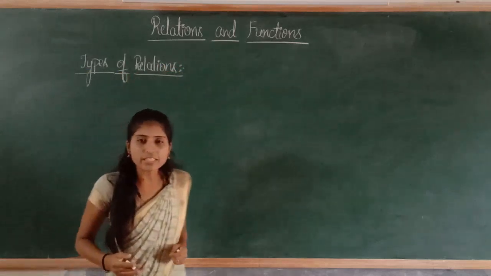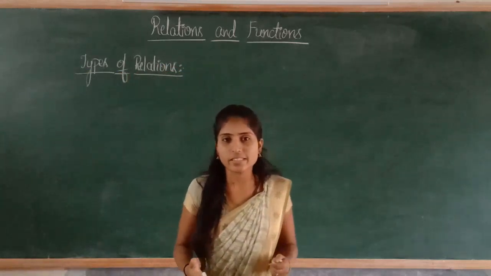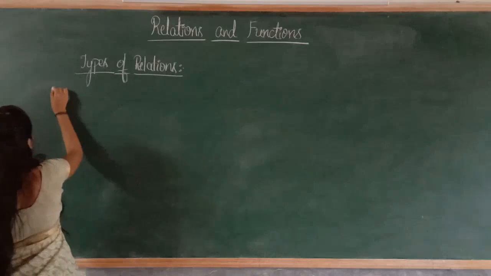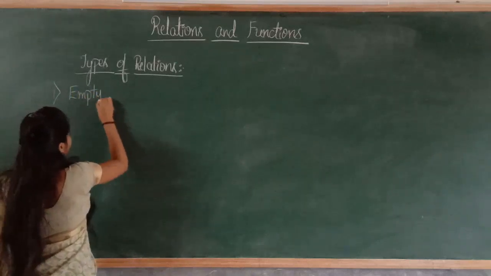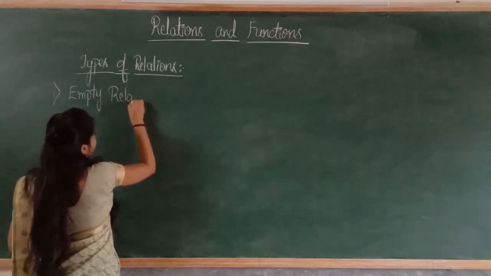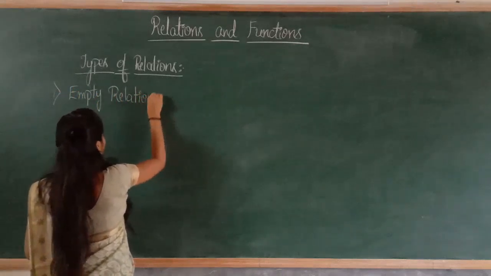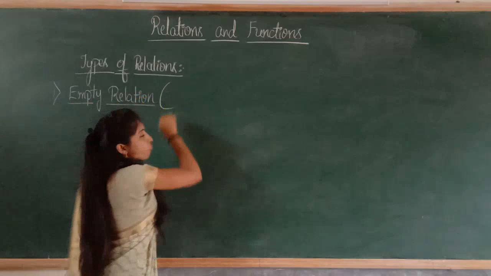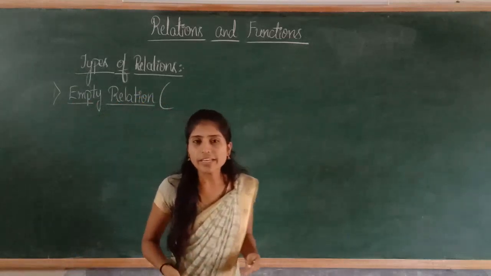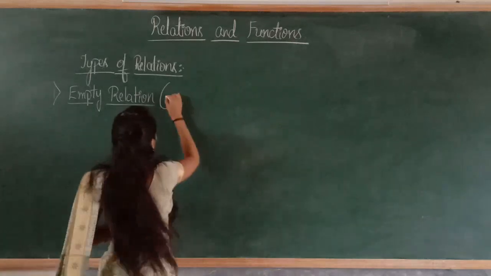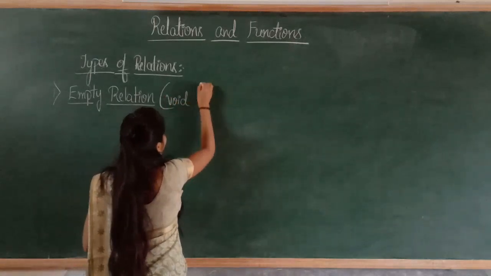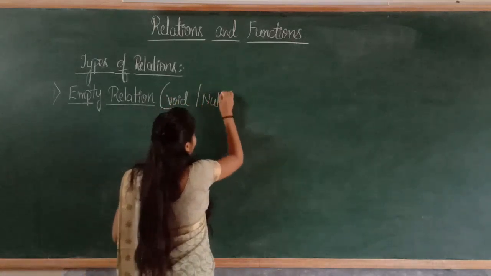In types of relation, first one is empty relation. For empty relation, we also call it as void relation or null relation.